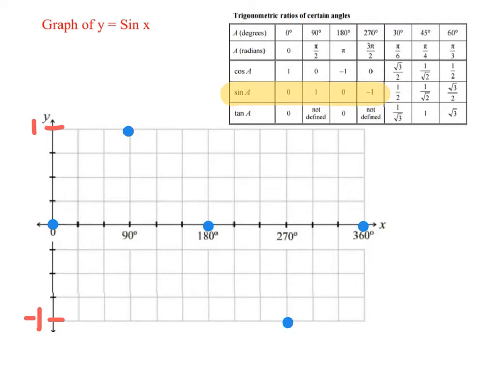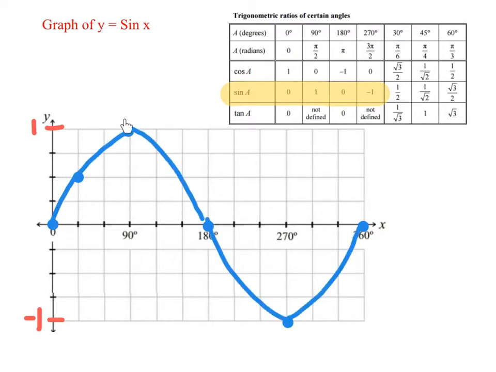and we plot our point. Now we can also go to 30 degrees on the x-axis and a half. So if this is 0 degrees and this is 90 degrees, then this must be 30 degrees. And this would be a half because this is halfway between 0 and 1. So we can plot our point there. And then we just have to join our points together, making sure that we have a curve. And again, here we have the graph of y equals sine of x.